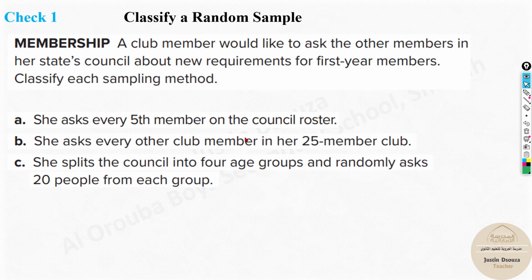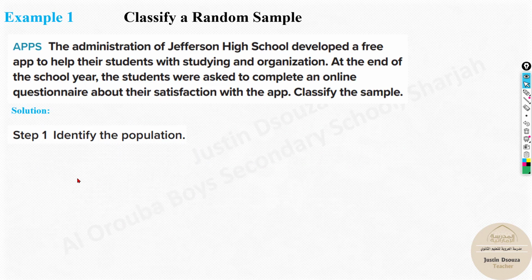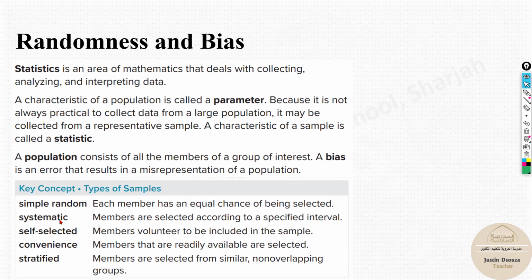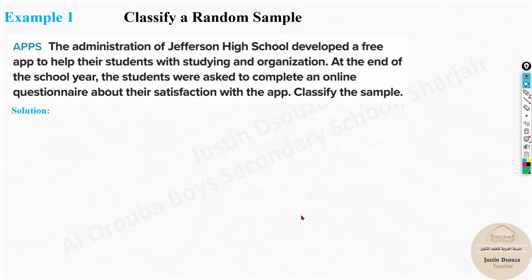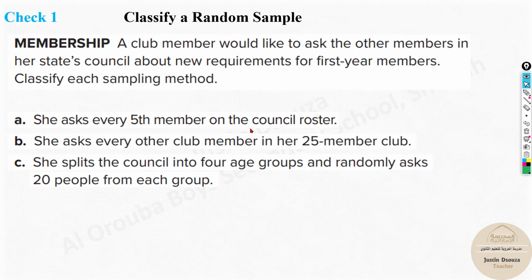She asked every fifth member on the council roster. When you look at this, every fifth, every second, every third, it's a systematic way. Let's quickly go back here. It's systematic. Why? Members are selected according to a specific interval. Here it's mentioned, it's every fifth person.